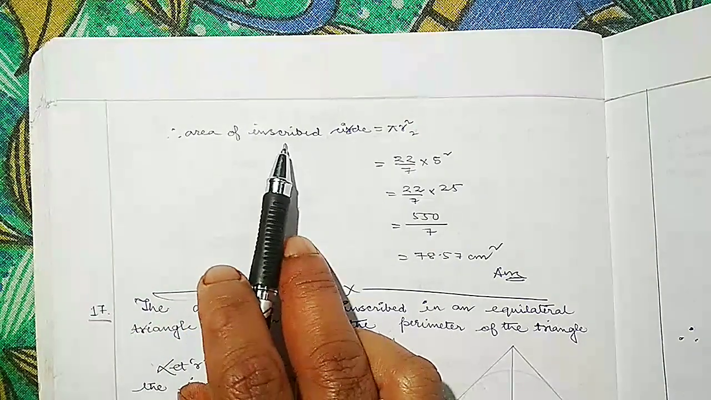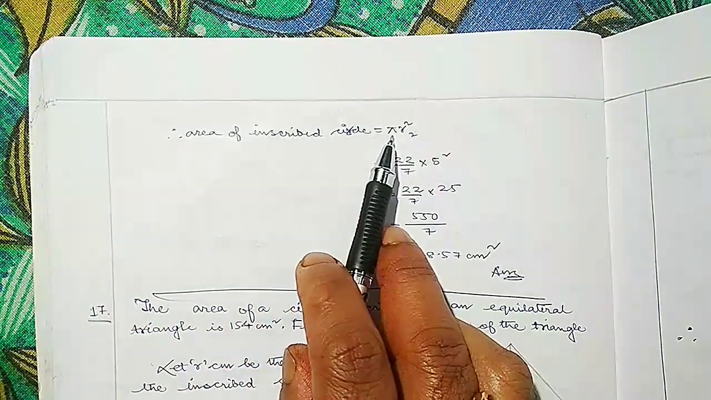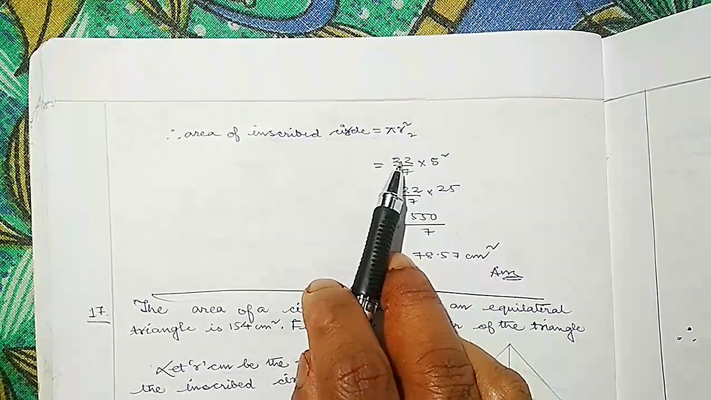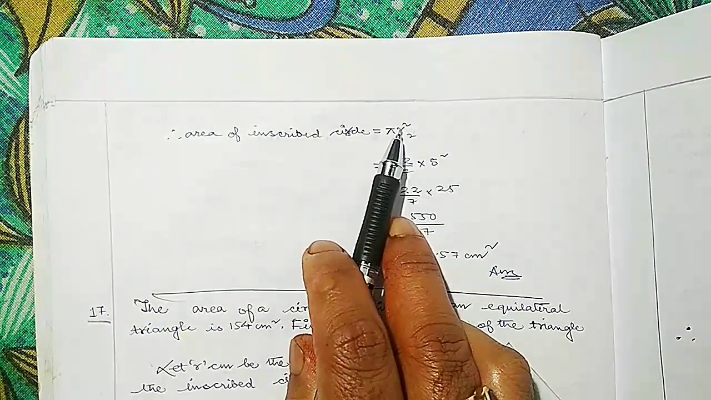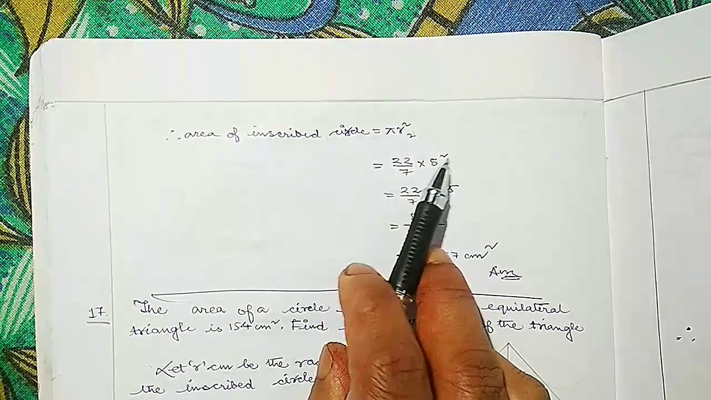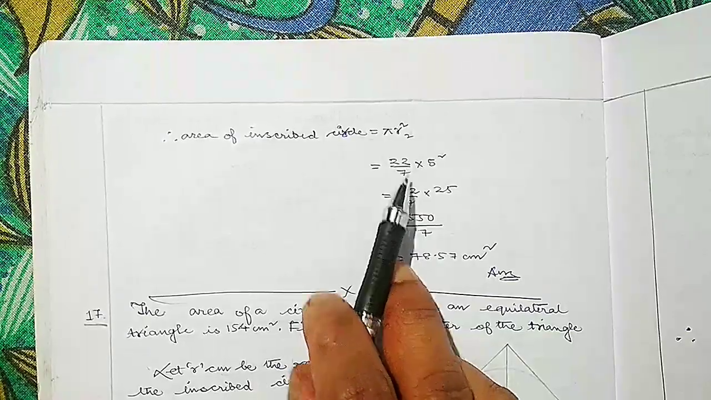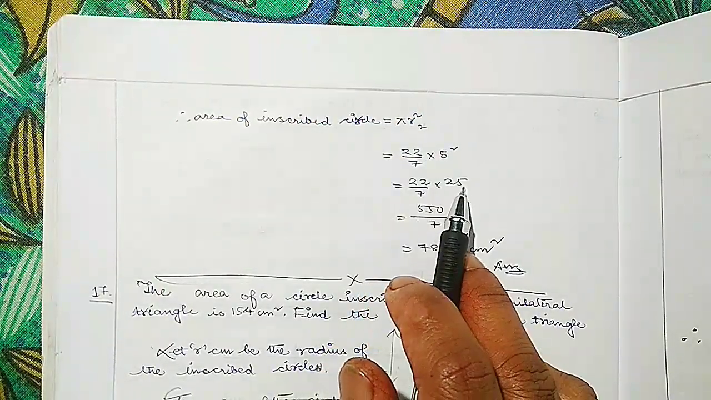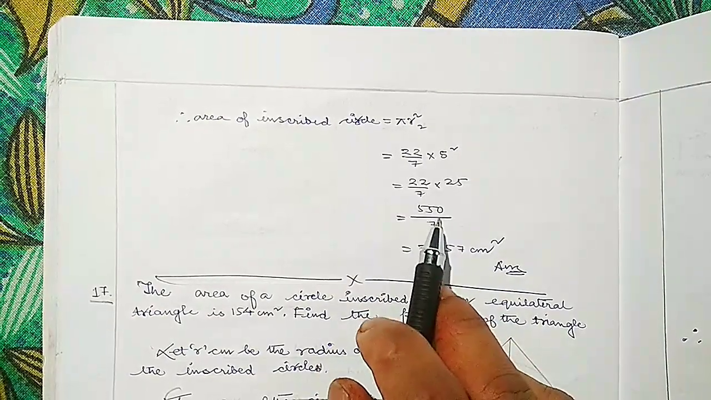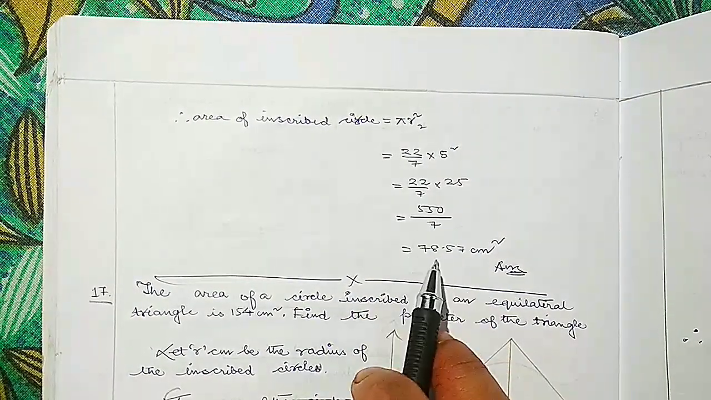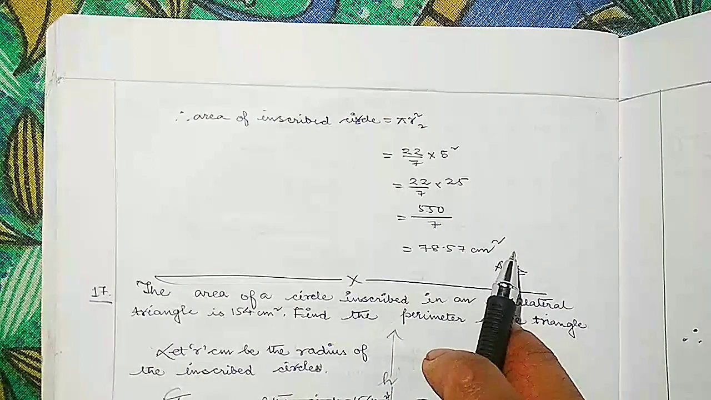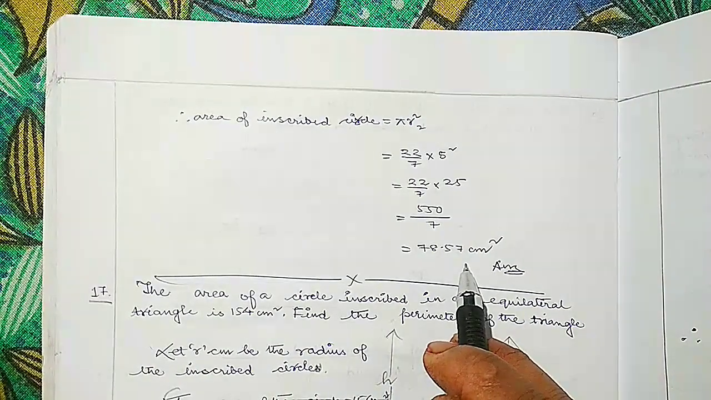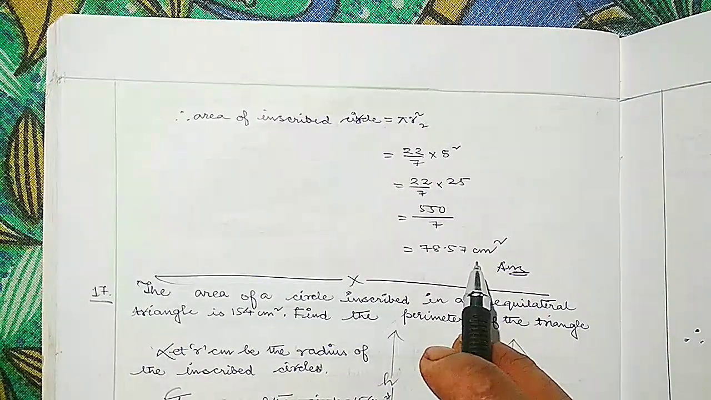Therefore, for the area of the inscribed circle, we know the formula pi R2 square. Pi is 22 by 7, and we got the radius as 5, so it will be 5 square, which is 25. If I multiply 22 with 25, I am going to get 550 by 7, and on dividing I got 78.57 centimeter square, and that is the area of the inscribed circle. I hope the sum is clear.